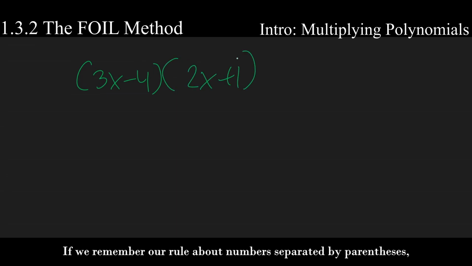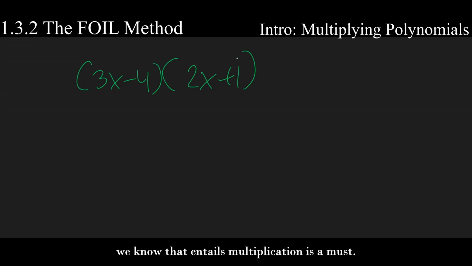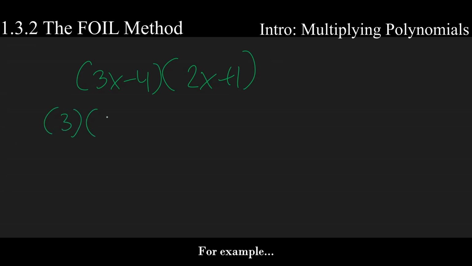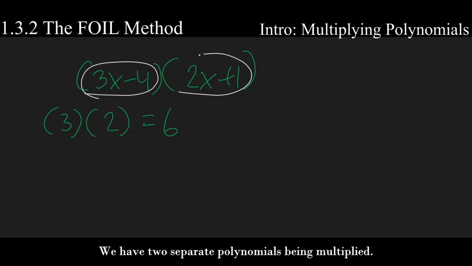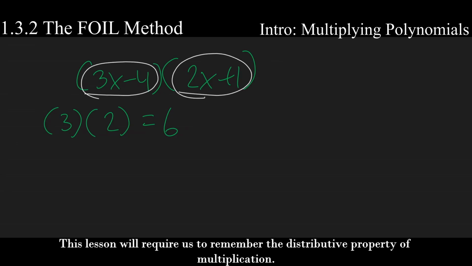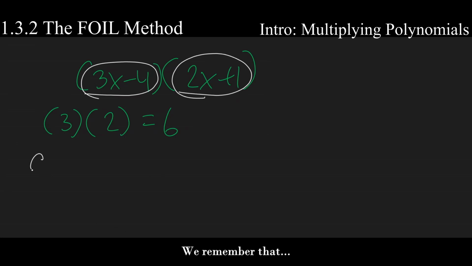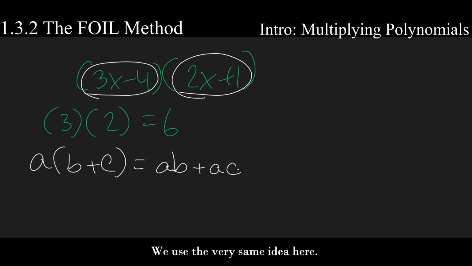If we remember our rule about numbers separated by parentheses, we know that entails multiplication is a must. For example, 3 times 2 equals 6. But we're not working with single numbers. We have two separate polynomials being multiplied. This lesson will require us to remember the distributive property of multiplication. We remember that a times (b plus c) equals a times b plus a times c. We use the very same idea here.